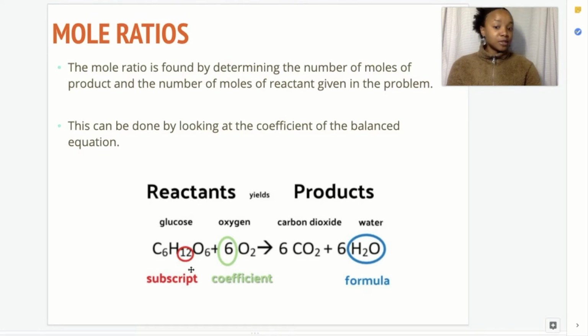The subscripts, you guys already know, are the little numbers that tell us how many of each element we have. The coefficient is here in green. It is the big number in the front, so it tells us how many of each molecule we have. And then the formula is shown to you in blue, but you already know how to do that because you've been doing empirical formula, molecular formula, all sorts of formulas. So are we comfortable with this? Good.